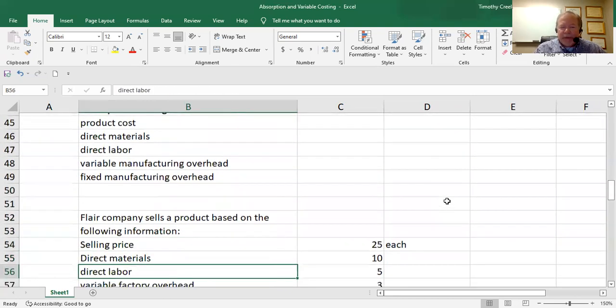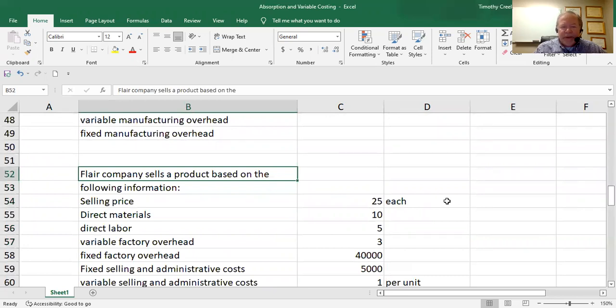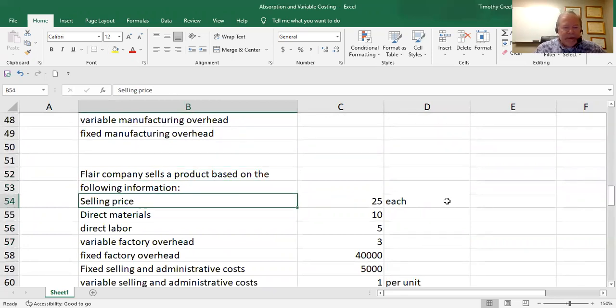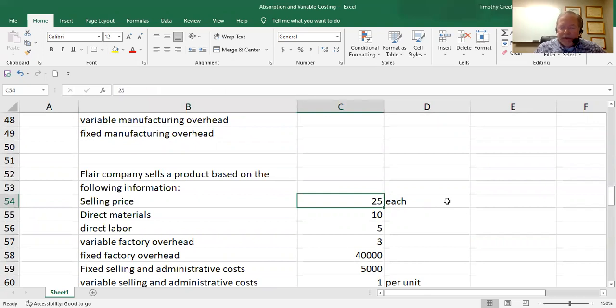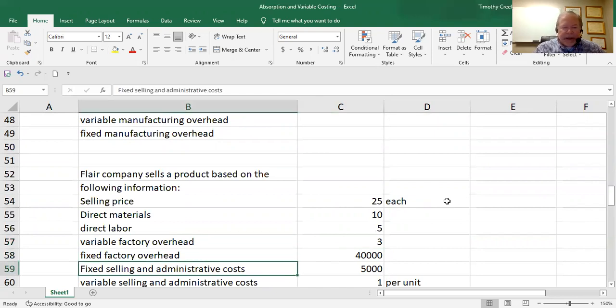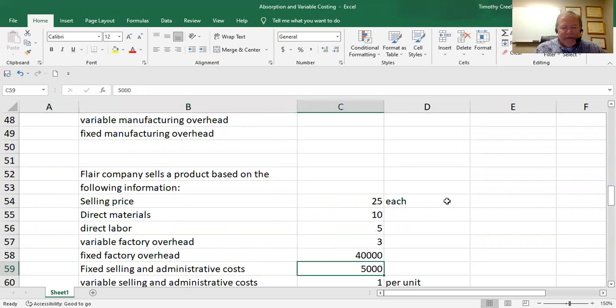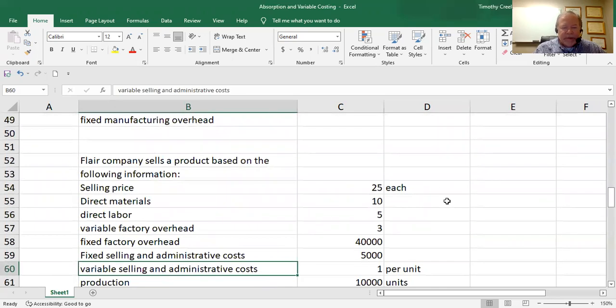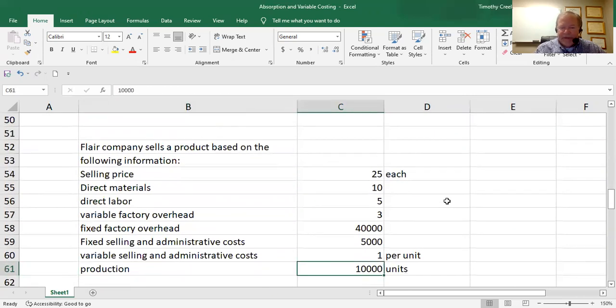So let's look at an example of this. Flair Company sells a product based on the following information. The selling price is $25 a unit. Direct materials are $10 per unit. Direct labor, $5 per unit. Variable factory overhead, $3 per unit. Fixed factory overhead is going to be $40,000. Fixed selling and administrative costs are going to be $5,000. Variable selling and administrative costs are going to be $1 per unit. And they're going to produce 10,000 units during the period. So this is all the background information right here.